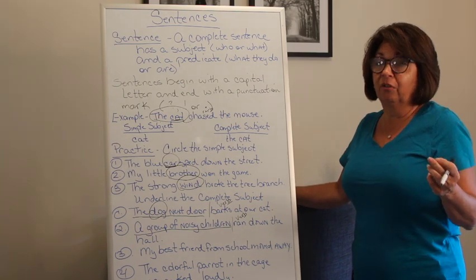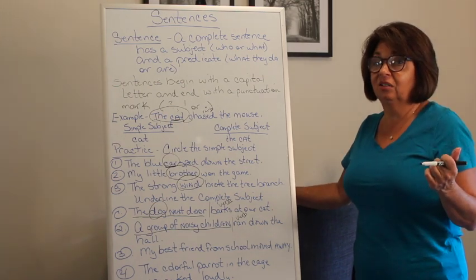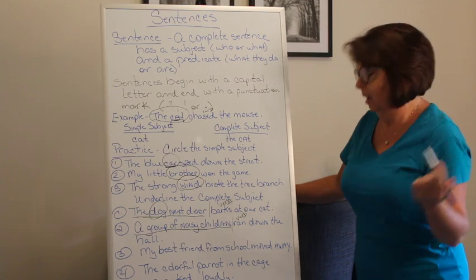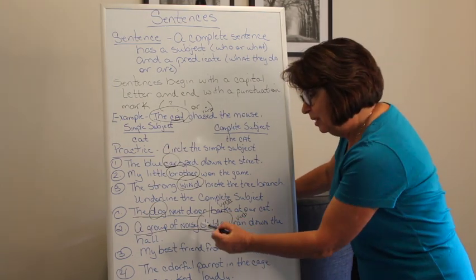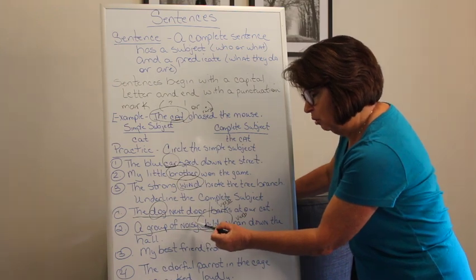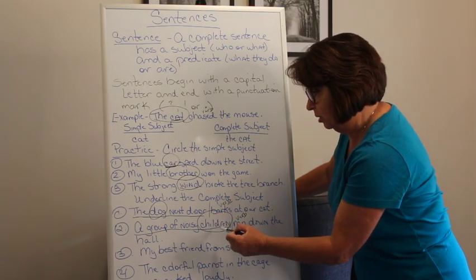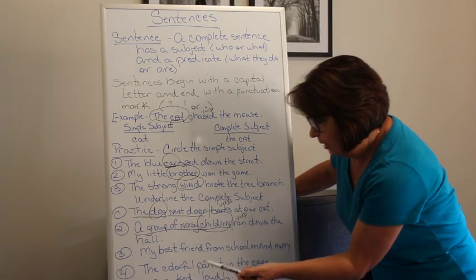And if we're going to look for the simple subject in that sentence, can you pick it out? Yes, if you said children, that would be correct. Because this is all just descriptive words. What kind of children are they? They're noisy children. Okay, let's try the next one.